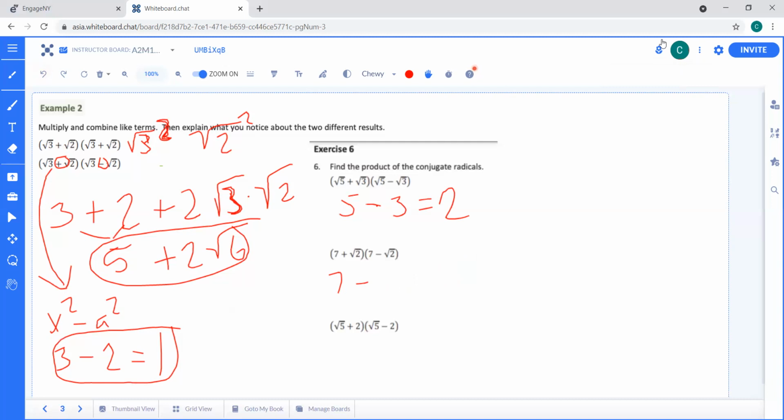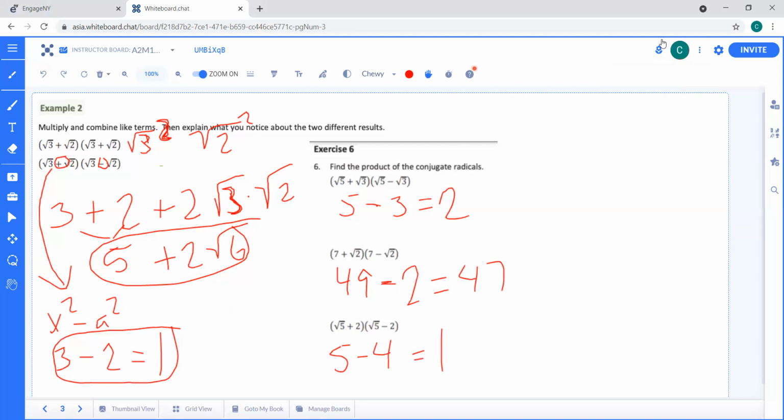Too big of a hurry. That's not the square root of 7. That's 7 times 7, which is 49, minus 2, which is 47. Here, that's going to be 5 minus 4, which is equal to 1.